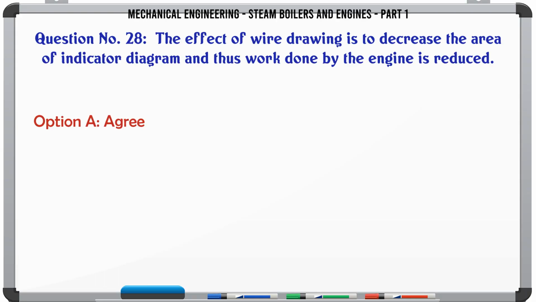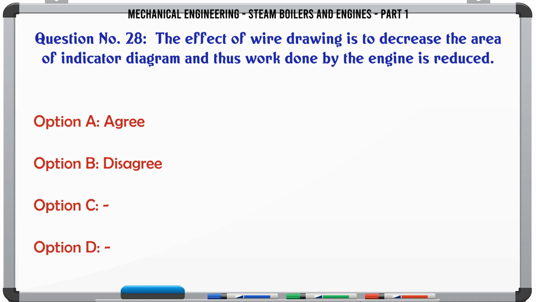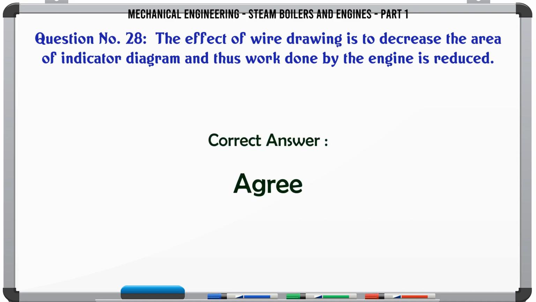The effect of wire drawing is to decrease the area of the indicator diagram, and thus the work done by the engine is reduced. A. agree. B. disagree. The correct answer is agree.